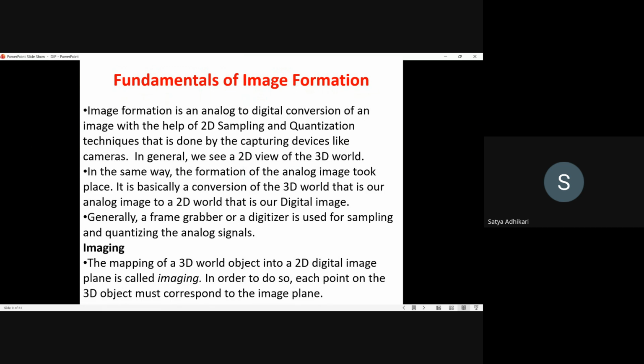So we see a 2D view of the 3D world. Why are we in 2D view? As it is a 2D screen. In the same way, the formation of the analog image took place. It is basically a conversion of the 3D world, that is our analog image, to the 2D world, that is our digital image. Generally a frame grabber is used, and the mapping of a 3D world object into the 2D digital image plane is called imaging. So imaging is required to form an image.